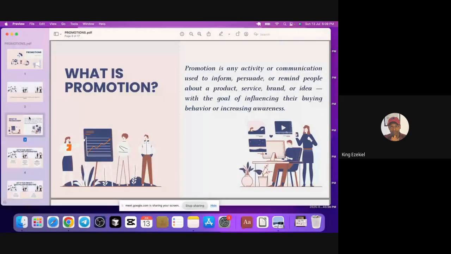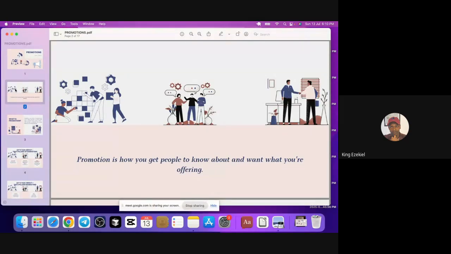So I want to promote my product. When you post something on Instagram, it will suggest that you promote it. So promotion is just number one, getting your product or anything in people's faces, persuading them to buy it and reminding them to buy it. So you can always go with the first definition, which is actually very simple. This is how you get people to know and to want what you're offering. They don't just know about it, they want it.